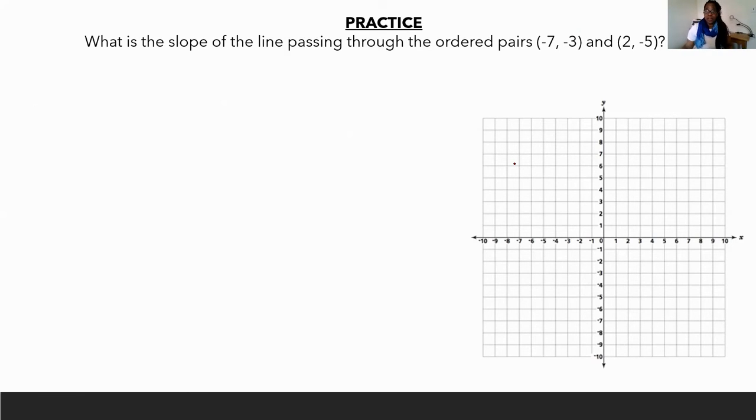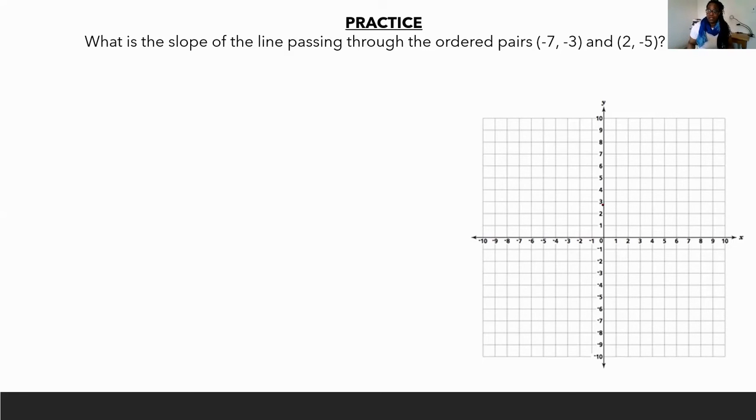Okay, so now we're going to go into the practice. So I know I'm spending a lot of time, so that's why I only wanted to do a little bit for examples and go right to the practice. So if you want to pause this and then push play to check to see if you got your answers right, okay? So as we're looking at this, we're looking at what is the slope of the line that passes through the ordered pairs -7, -3, and 2, -5.